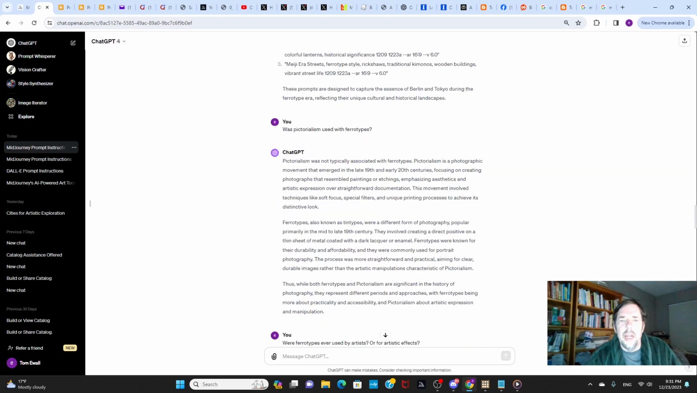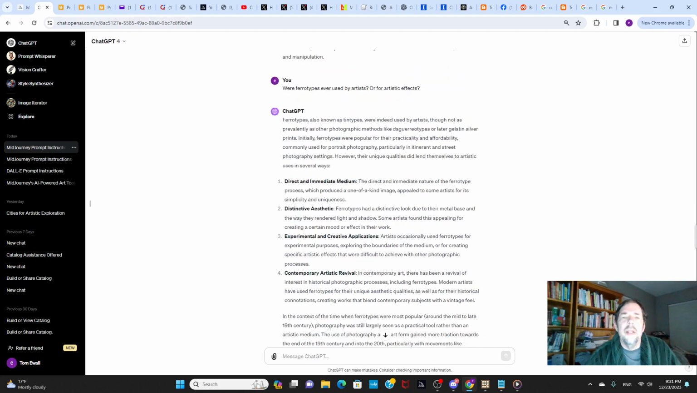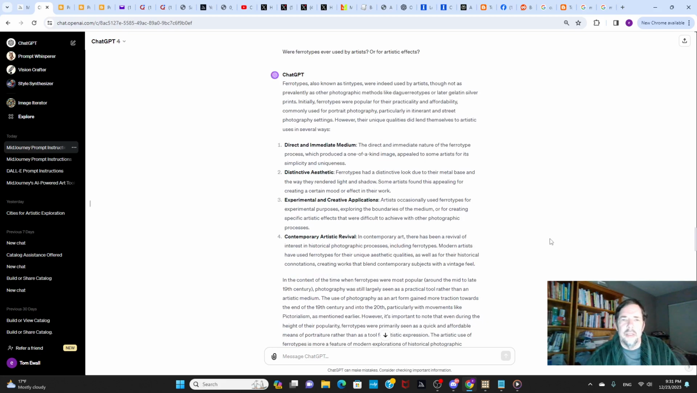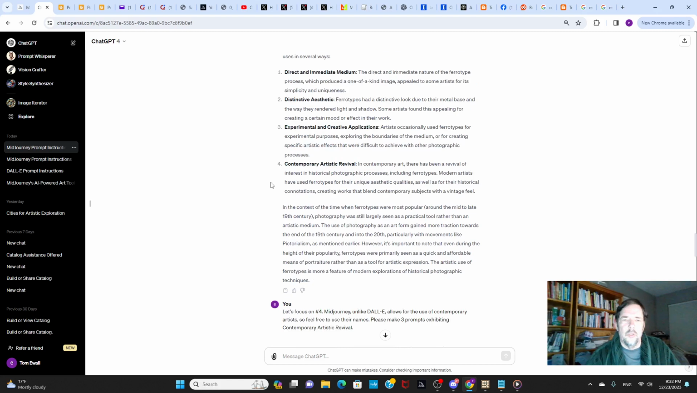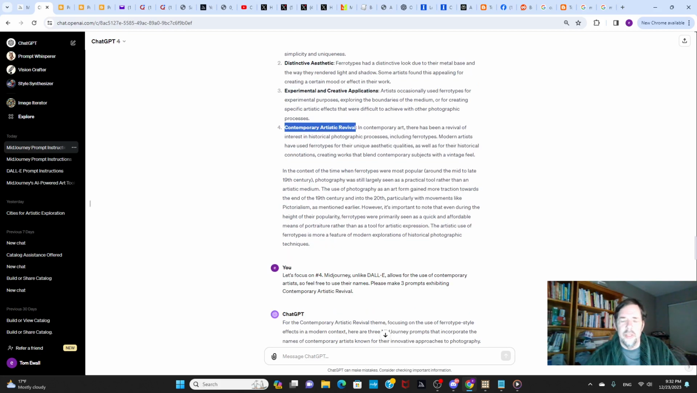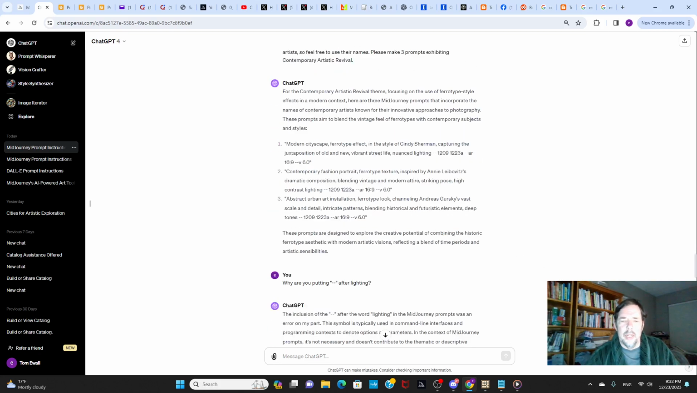And then I asked it if pictorialism was used with ferrotypes, and it said no. This is ChatGPT speak for no. And then I asked if it was used by artists for artistic effects, and it said yes, and it gave me answers as to how. And so I chose one of these. I chose number 4, which is what I particularly had in mind, because I know that contemporary artists like to use things from the past, different types of techniques and effects. And so I asked it to do some like that.